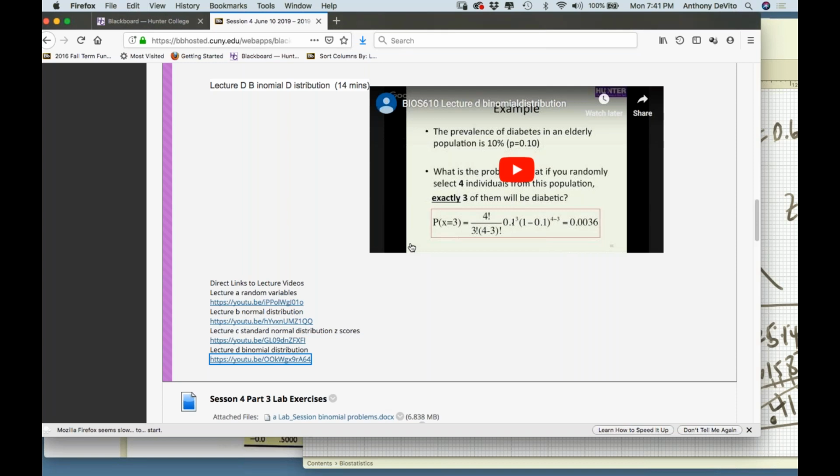Now, the binomial side of this is a variable that instead of having all different kinds of values, can only have two values. So for instance, left-handed or right-handed, right? So in other words, what's the probability that you would be left or right-handed in a certain population? So if 85% of the population is right-handed, what's the probability that you would be right-handed if I picked you out of that population at random?